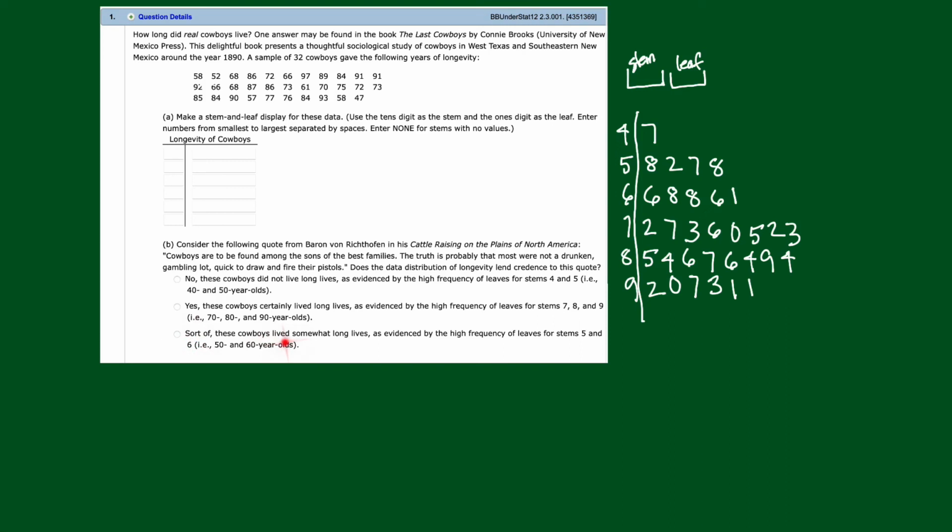Sort of. These cowboys live somewhat long lives as evidenced by high frequencies in 5 and 6. I don't think we have high frequencies in 5 and 6. Looks like the high frequencies are here, 7, 8, and 9. So I'm going to answer this with this middle one right there. That's the one I think works.